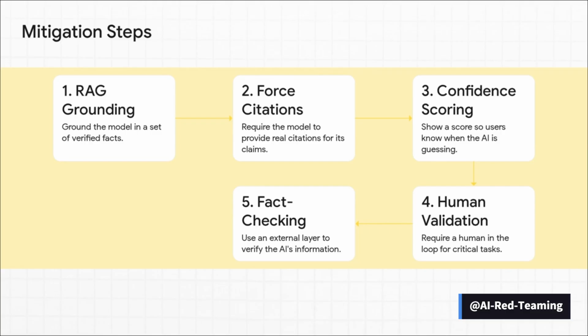We can also make it a rule that the AI has to show its work, providing real citations for its claims. We can build in confidence scores, so you know when it's just guessing. But maybe the most important thing? For any critical task, you absolutely have to have a human validating what the AI spits out.